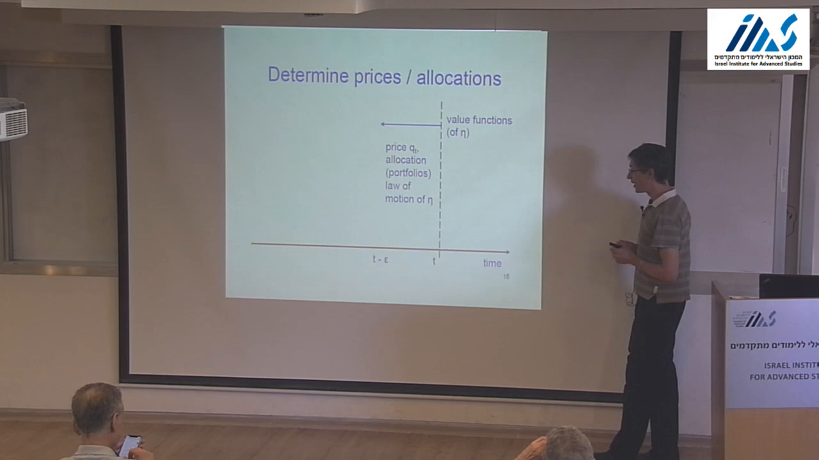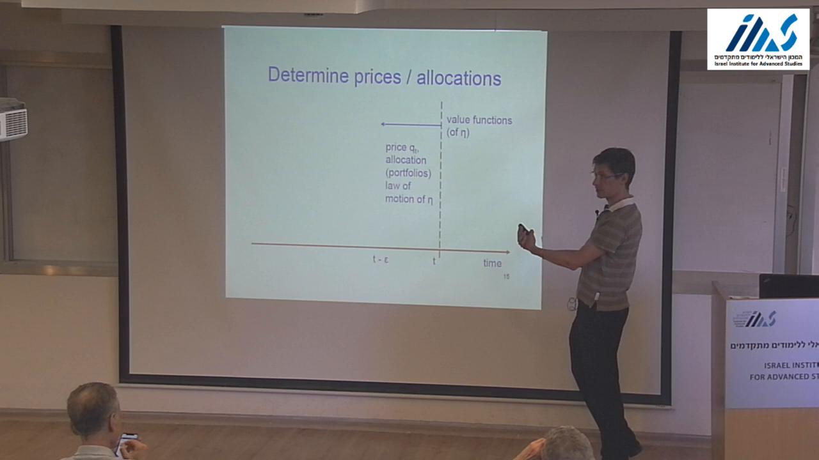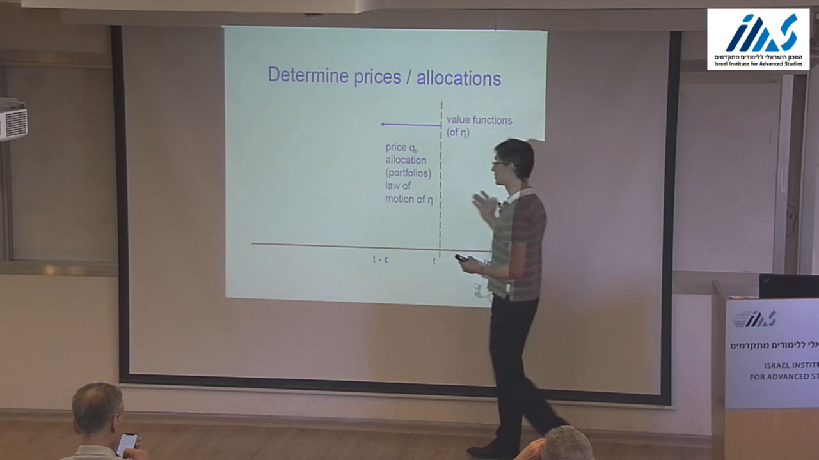And how this can be solved is choose some terminal condition, so define what happens to the economy a billion years from today, something not too crazy, okay, and then solve for it backwards.